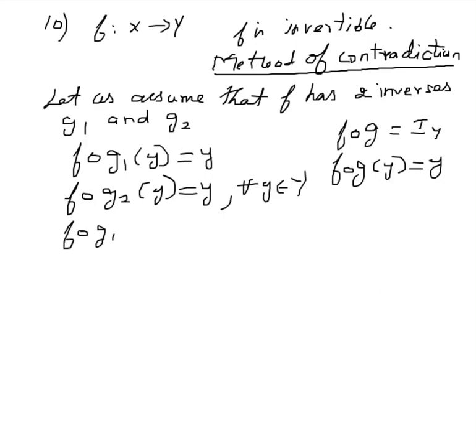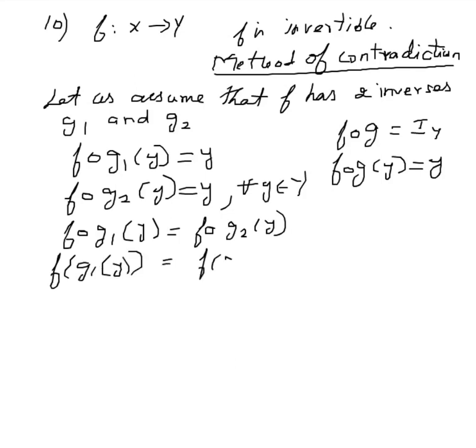Now let us equate these two. So f composite g1 of y is equal to f composite g2 of y, which can be written as f of g1 of y is equal to f of g2 of y. It is given that f is invertible. If f is invertible, we know that f should be a 1-1 and onto function. So we say that f is 1-1.